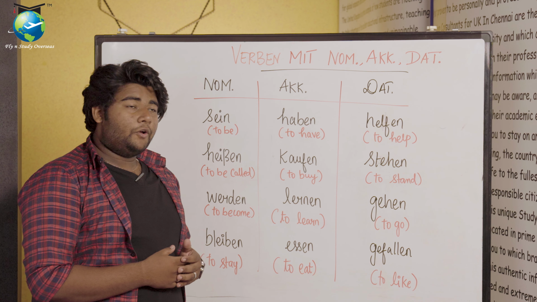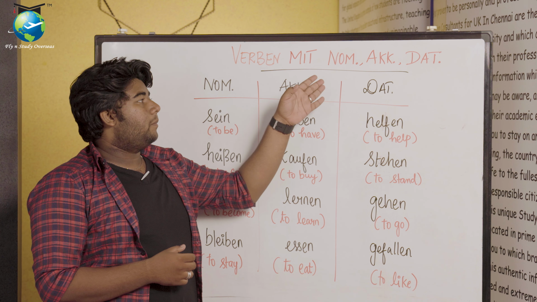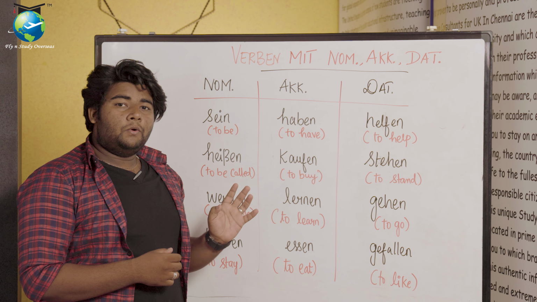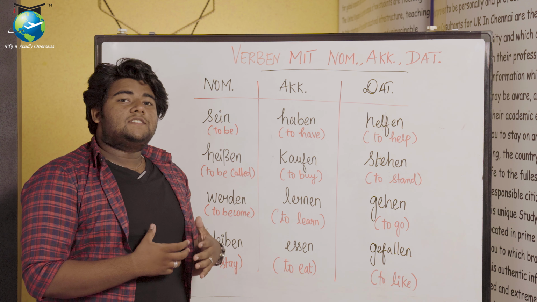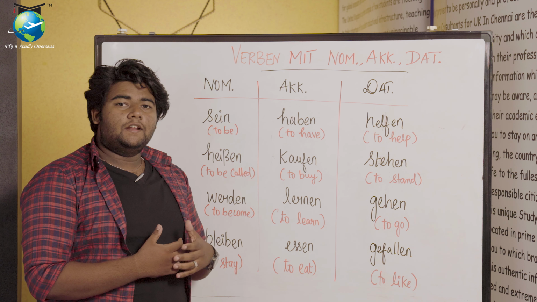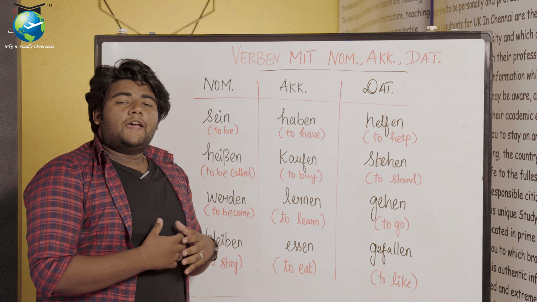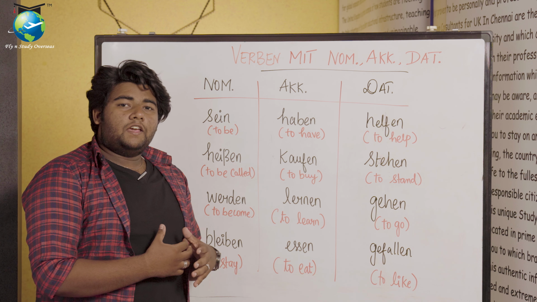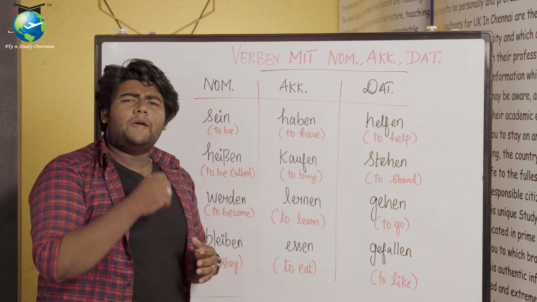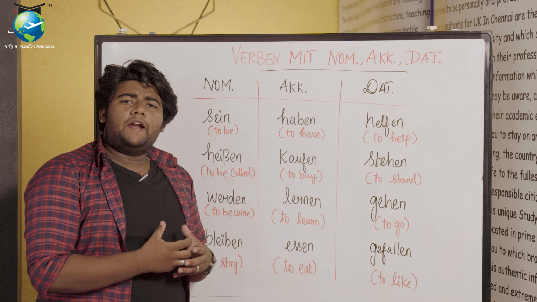And now we are going to see about verbs with nominative, accusative and dative. Previously I already told you that to identify whether a sentence is accusative, dative or nominative, there's a simple method. So this is that method. With the help of the verbs, you can identify whether that particular sentence is nominative, accusative or dative. You may have a doubt: how will I identify it?